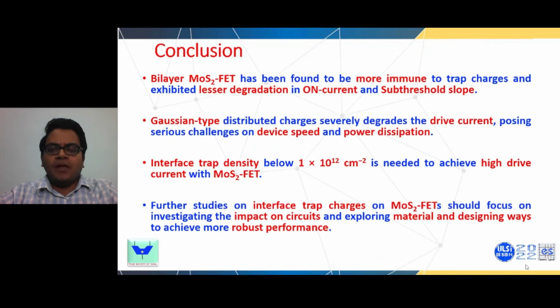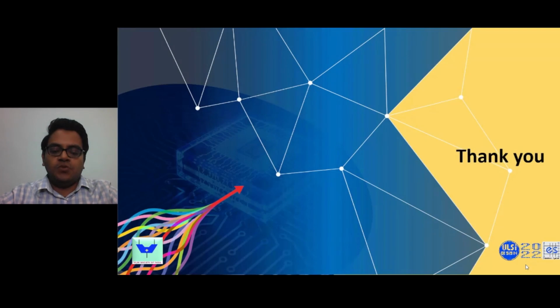Now we conclude with the following points. It is seen that the bilayer MoS2 FET has been found to be more immune to trap charges, exhibiting lesser degradation in on current and the subthreshold slope. Gaussian type distributed charges severely degrade the drive current, posing serious challenges on device speed and power dissipation. Interface trap density below 1 times 10 to the power 12 per centimeter square is needed to achieve higher current for a MoS2 FET. Further studies on interface trap charges on MoS2 FETs should focus on investigating the impact on circuits and exploring material and design ways to achieve more robust performance. Thank you.